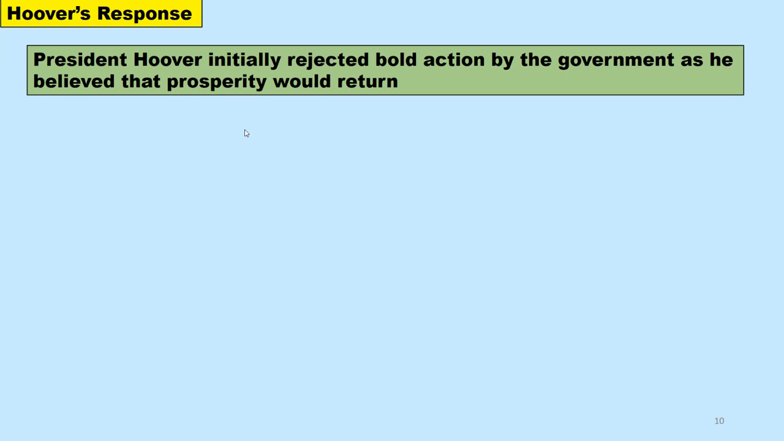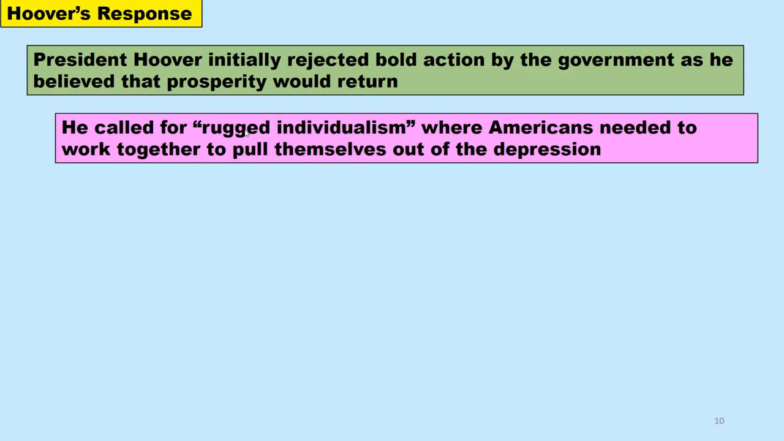Okay, remember, he is the third in the line of Republican presidents during this decade which believe in laissez-faire, rejecting bold action by the government. He believes in rugged individualism, that Americans need to just deal with it and the depression will end and things will get better. Now, he may be correct, but that's not necessarily what Americans want to hear. They want a leader that's going to help.